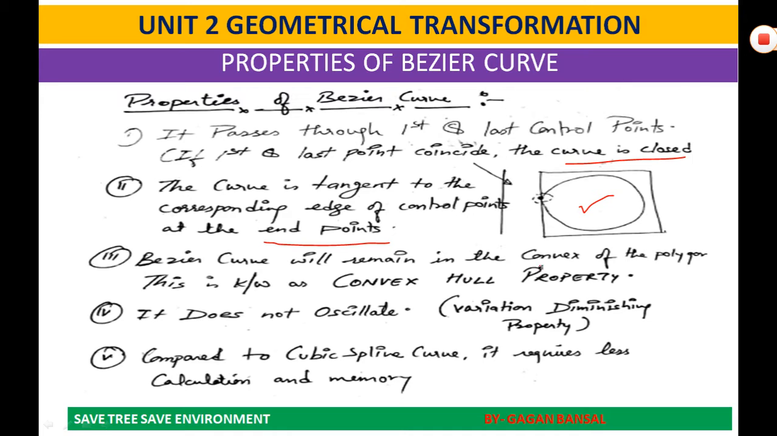Bezier curve will remain in the convex hull of the polygon. This is known as convex hull property. Another, it does not oscillate, that means it has a very good variation diminishing property. Compared to cubic spline curve, it requires less calculation and memory.